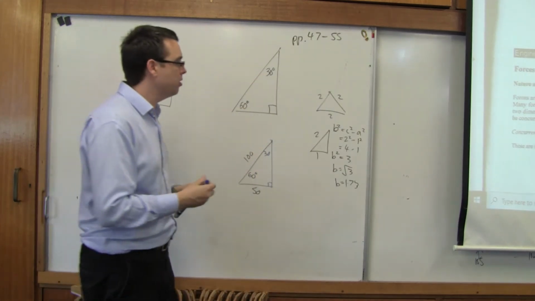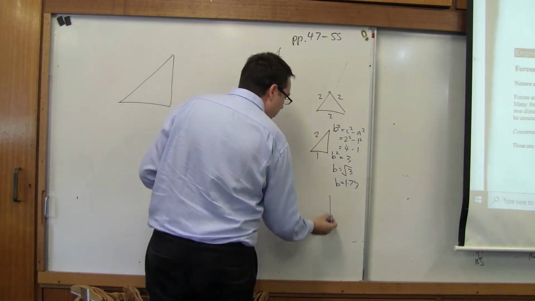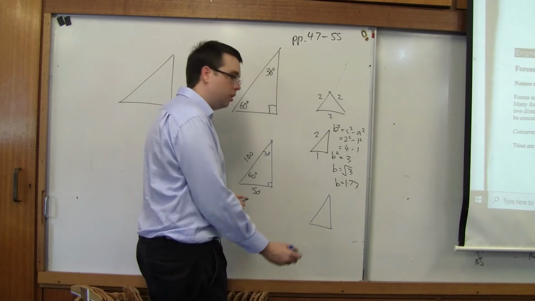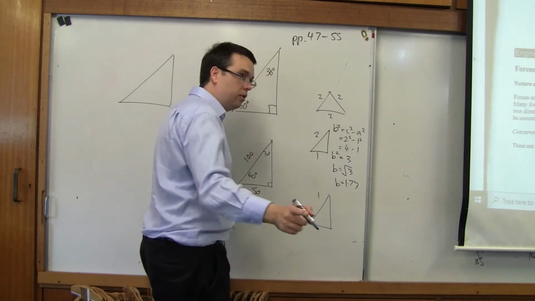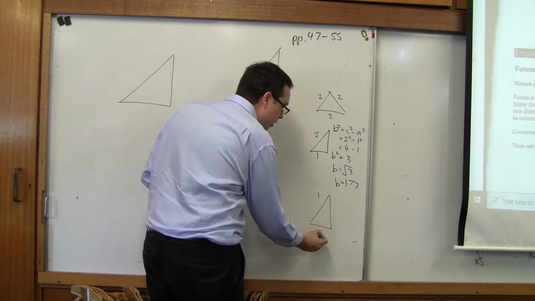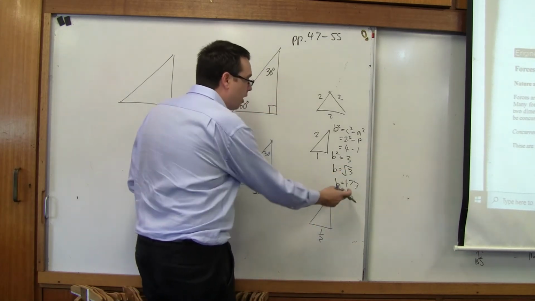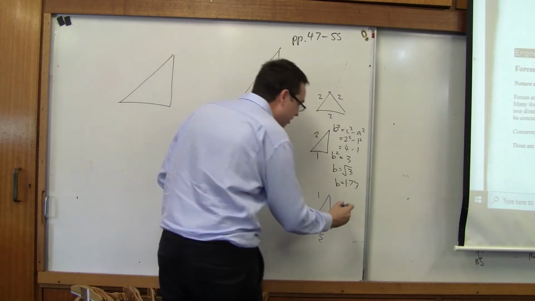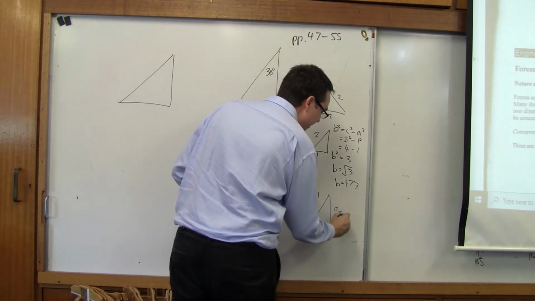Okay, now I'm going to do the same thing. Actually, I'm not going to do the same thing because I'm lazy. I'm just going to halve everything. What's half of 2? 1. Good man. What's half of 1? 0.5. Even better. I'm going to write it as a half, but whatever. Okay, what's half of 1.73? 0.866.